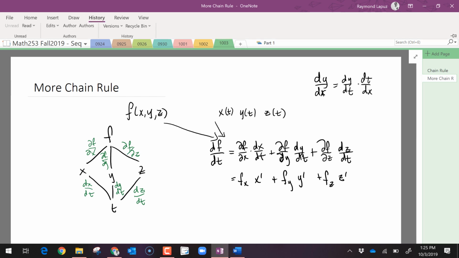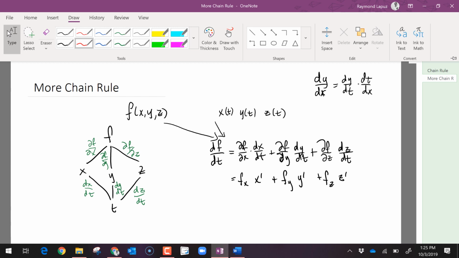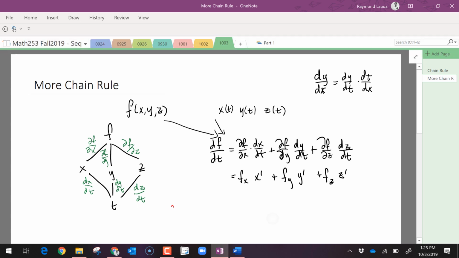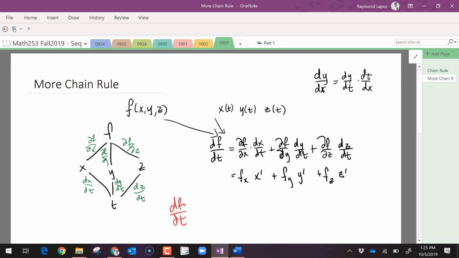And then what you do to help you form your formula for the derivative is, if you want to take the derivative of f with respect to t, df dt, you go from f to t and find all the different paths to get there. One way to get there is df dx and then dx dt. And then you get there via df dy, dy dt. And then you get there by going df dz, dz dt. And then that's your formula. Okay?